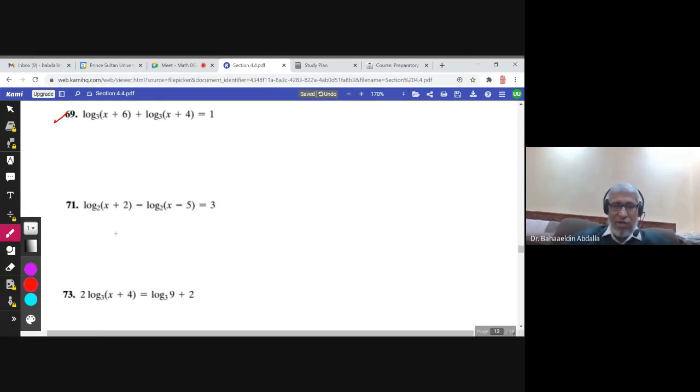Here, let us solve question 71 because it has a quotient minus. First, we have to use the quotient rule to condense and write it as a single logarithm. So we'll have log of x plus 2 over x minus 5, all to the base 2, equals 3. Now I have one log on the left-hand side, so I can use the definition to change it to the exponential form. So x plus 2 over x minus 5 would be equal to 2 to the power 3, which is 8.